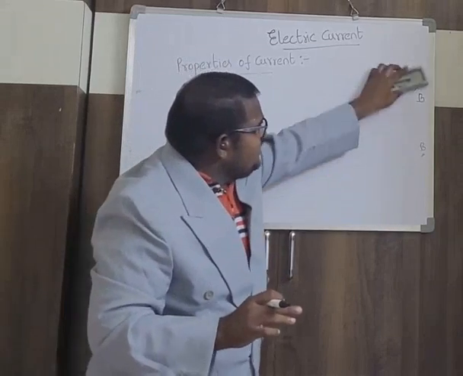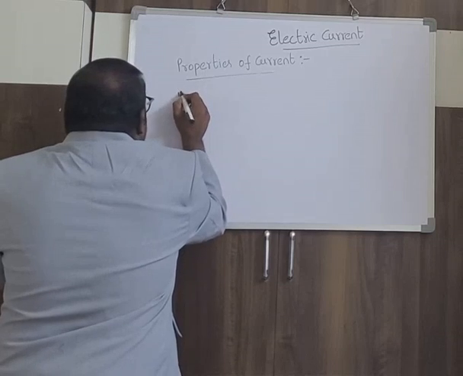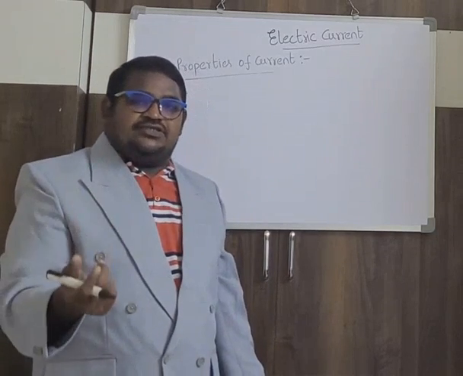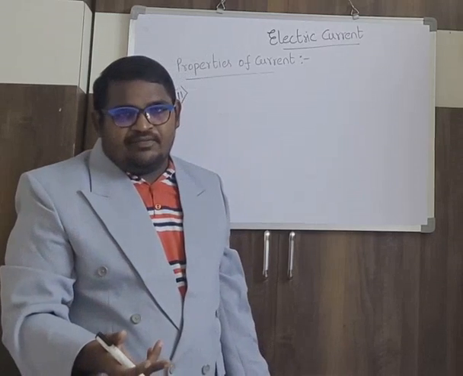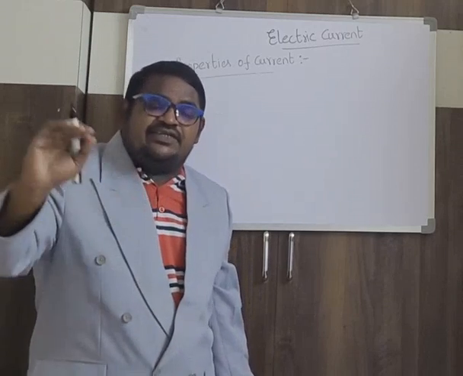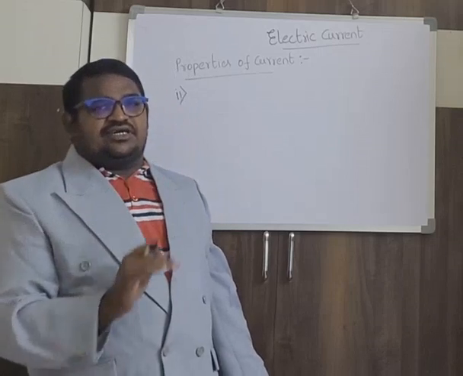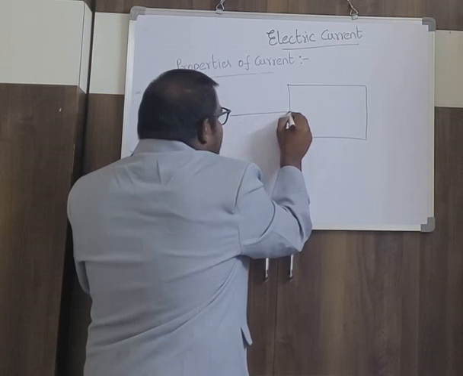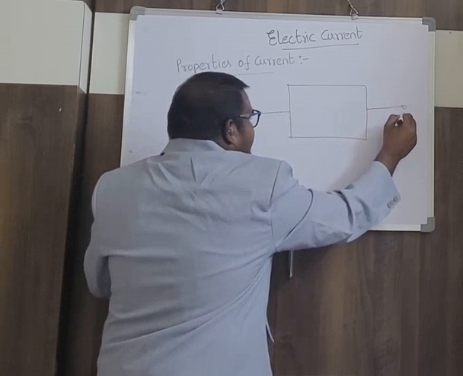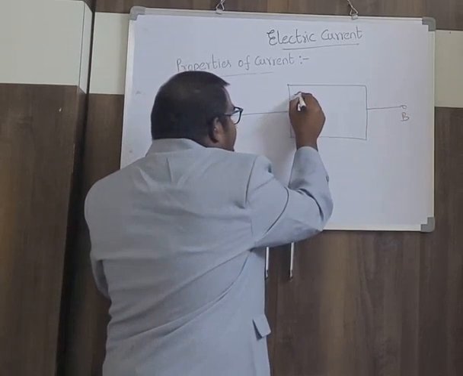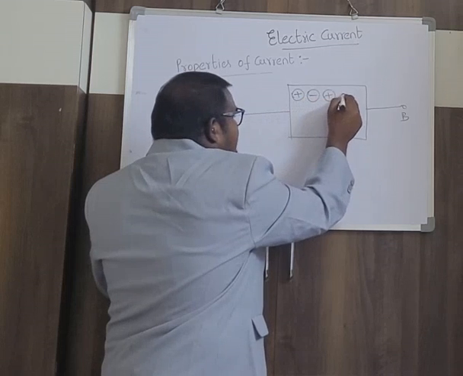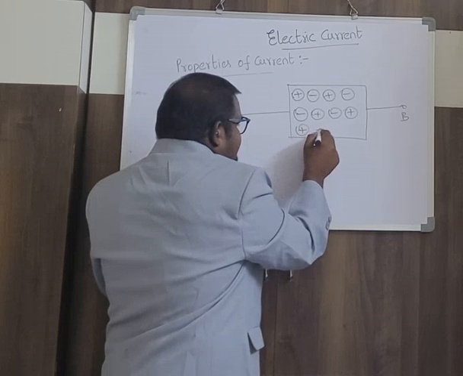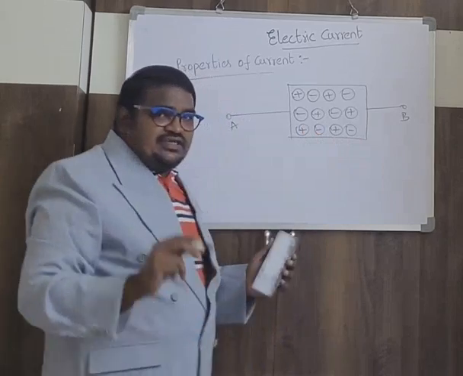Next, the second property is, according to the definition, the flow of charge is called current. The charge may be positive charge, negative charge, or both. But the direction of current is always along the direction of positive charge, and it is opposite to the negative charge. For example, let me take one network. This is one network. Let this be point A and here it is point B. This network contains both positive charges and negative charges, several charge combinations.